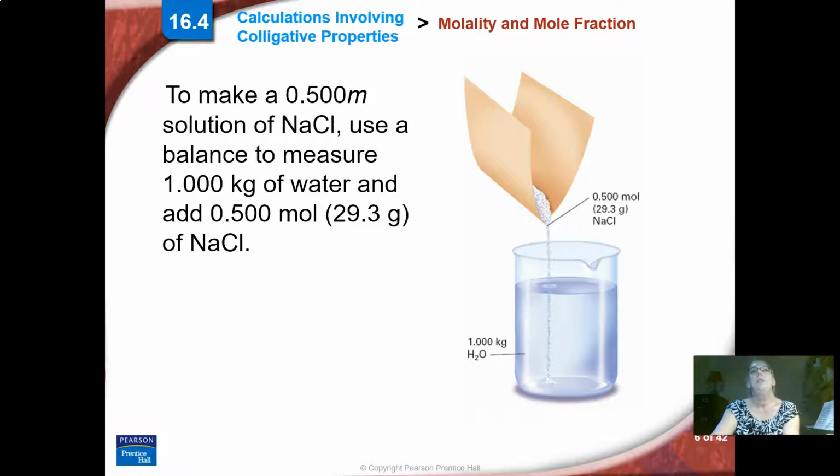So to make a 0.5 molal solution of sodium chloride, you're going to measure out 1 kilogram of water, and you're going to measure out half a mole, which is 29.3 grams, because remember sodium chloride is 58 point something grams per mole. We need half of a mole. Then you measure that out, put it in your 1 kilogram of water, and stir it up. That's a 0.5 molal solution of sodium chloride.